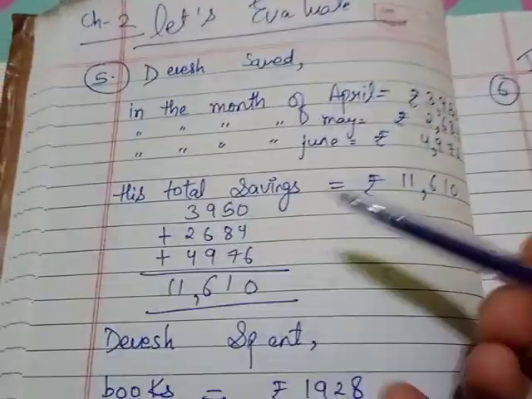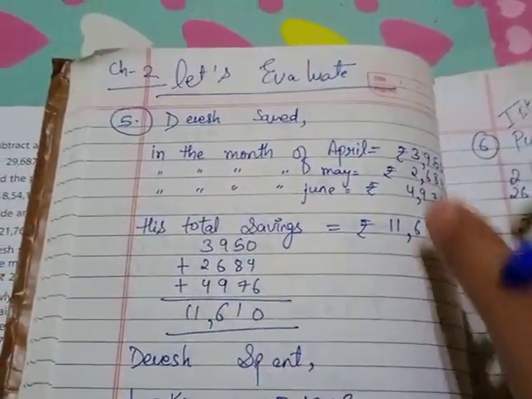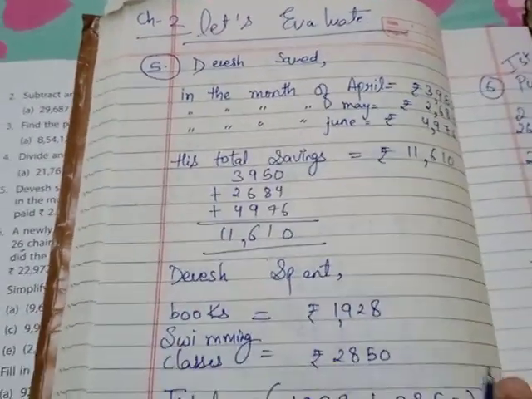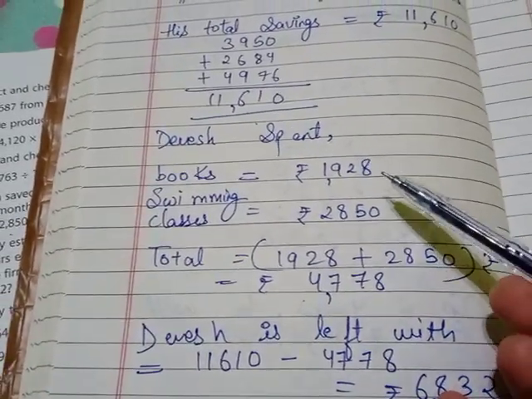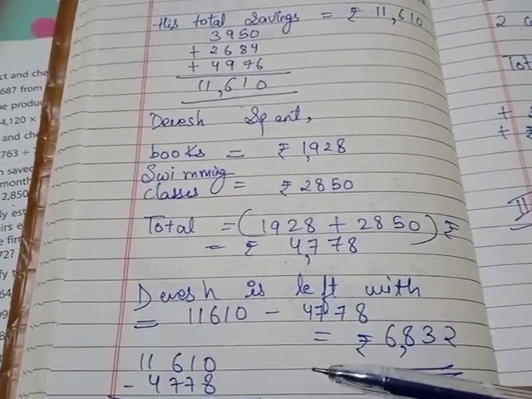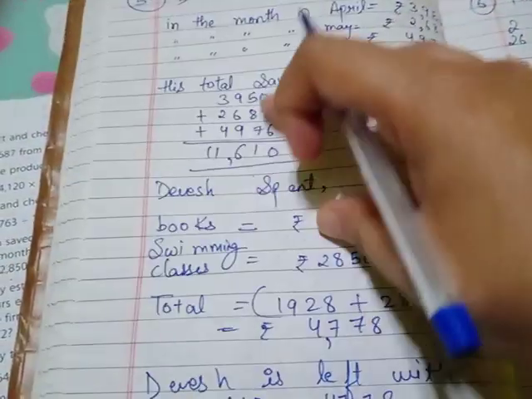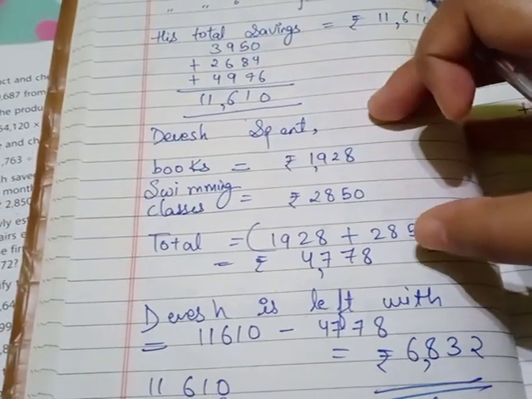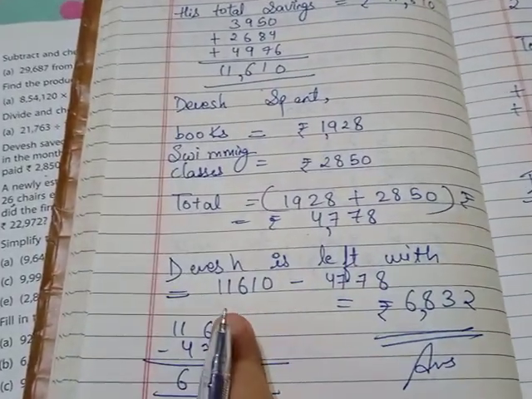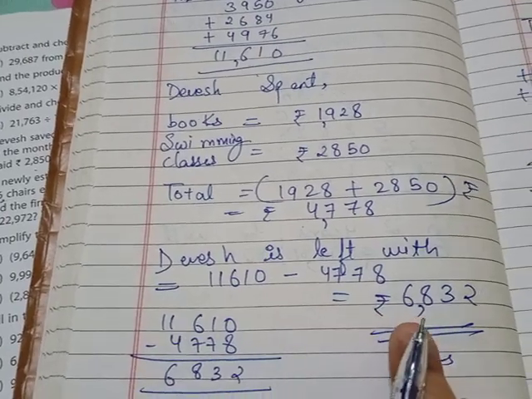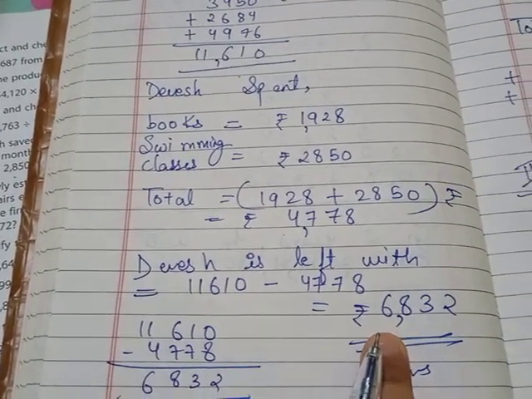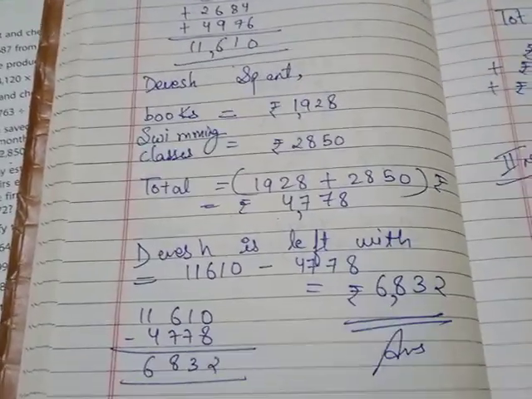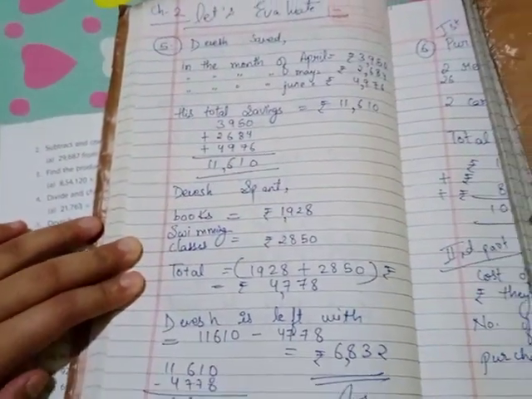You can see here, 11,610 he has saved with himself, right? This is the amount which he has saved. Then he has spent on books and swimming classes. We are asked how much money he is left with. So out of his saved amount, we will subtract the money which he has already spent. So while subtracting the two numbers, we are getting 6,832 rupees which he has saved, I mean which he is left with. Got it clear? So this is your question number 5.